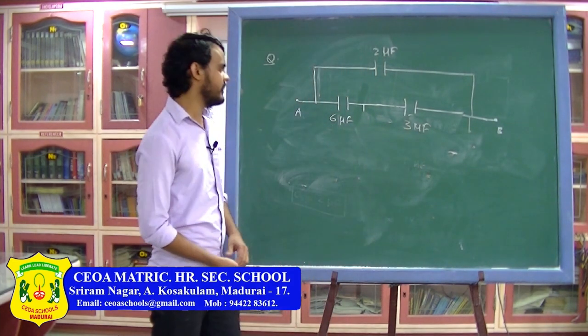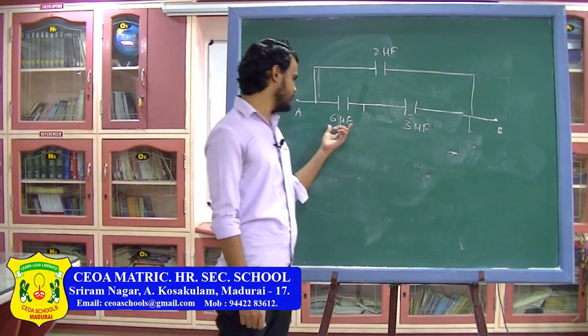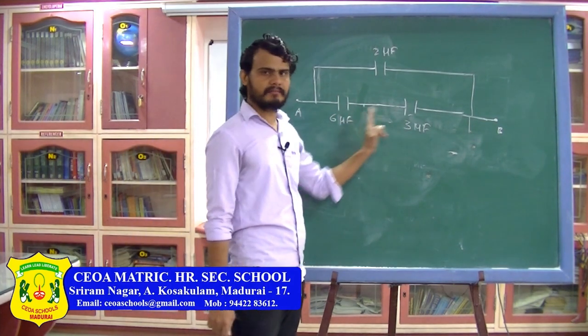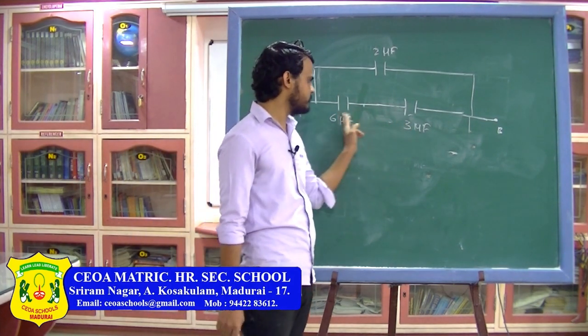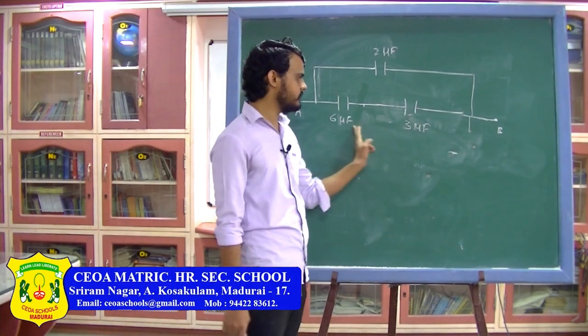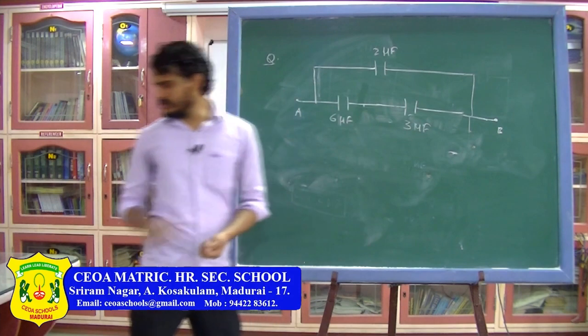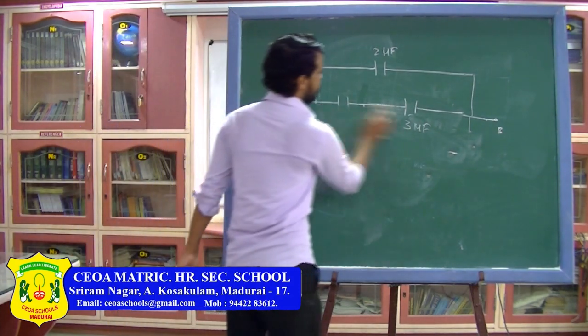Now again you can see that this 3 microfarad and this 6 microfarad are again in series. So the combination of these two will be 2 microfarad. So the equivalent of these will be 2 microfarad, and I can replace these two with one single capacitor whose capacity is 2 microfarad.